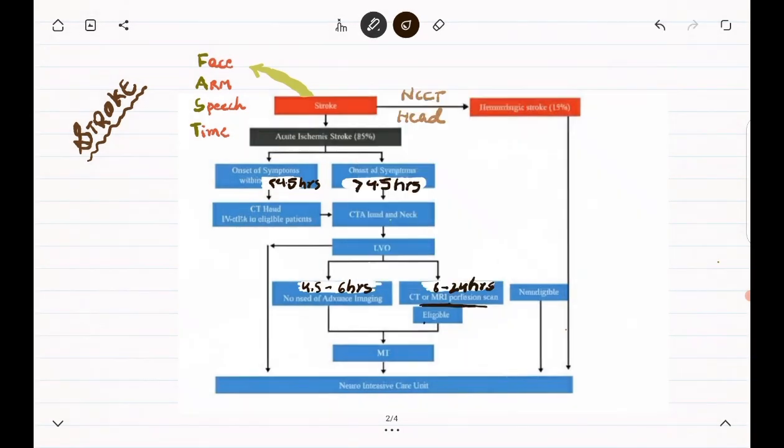If there is a large vessel occlusion and there is a penumbra, the patient is eligible for mechanical thrombectomy. That is, a large vessel occlusion will be present and there will also be a penumbra, then the patient should undergo mechanical thrombectomy. This is basically how a stroke patient is managed.